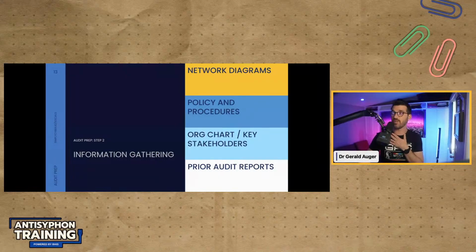You can ask for org charts and key stakeholders. This is very important as well. Don't sleep on this. You'll need to know who these key people are, because you're going to have to request their time. And nothing's worse than, and this has only happened a few times in my life, but you get into an interview with somebody to do an audit interview and they're the wrong person.